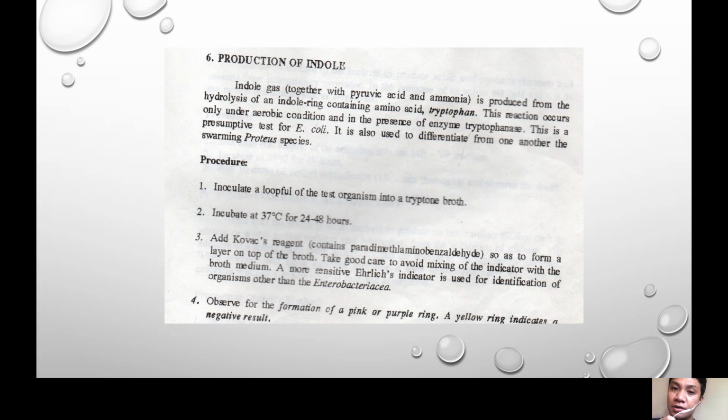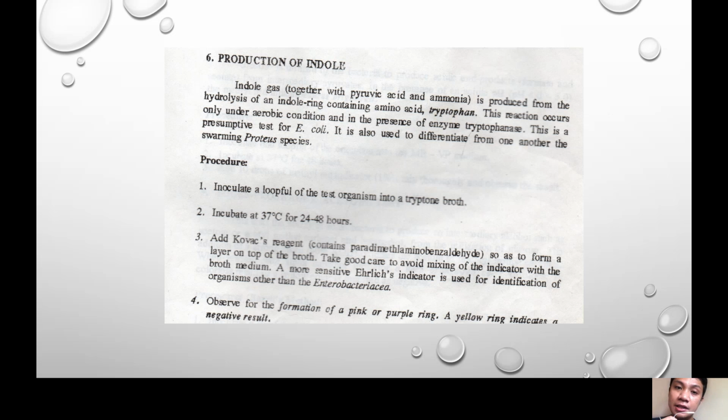Okay, the next one we have here, the production of your indole, will identify the enzyme tryptophanase. Based on the principle here, your culture media contains the tryptophan. If your bacteria contains the enzyme tryptophanase, it will hydrolyze your tryptophan into your indole. The source of our tryptophan here is your tryptone broth. With that, since it has tryptophan, all you need to do is just inoculate your bacteria and then incubate at 37 degrees Celsius for 24 to 48 hours.